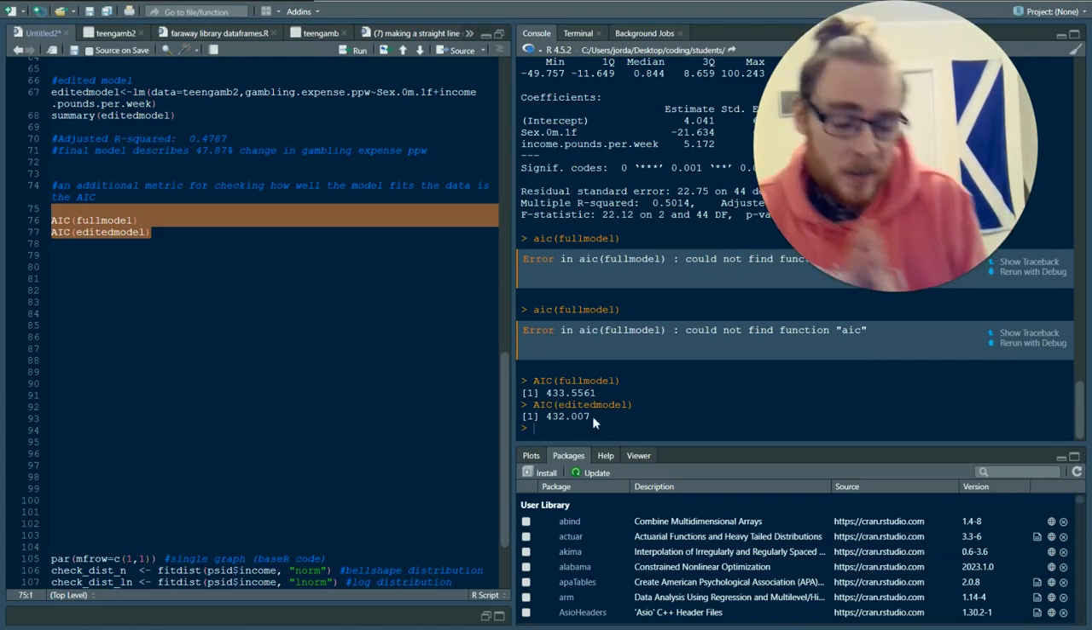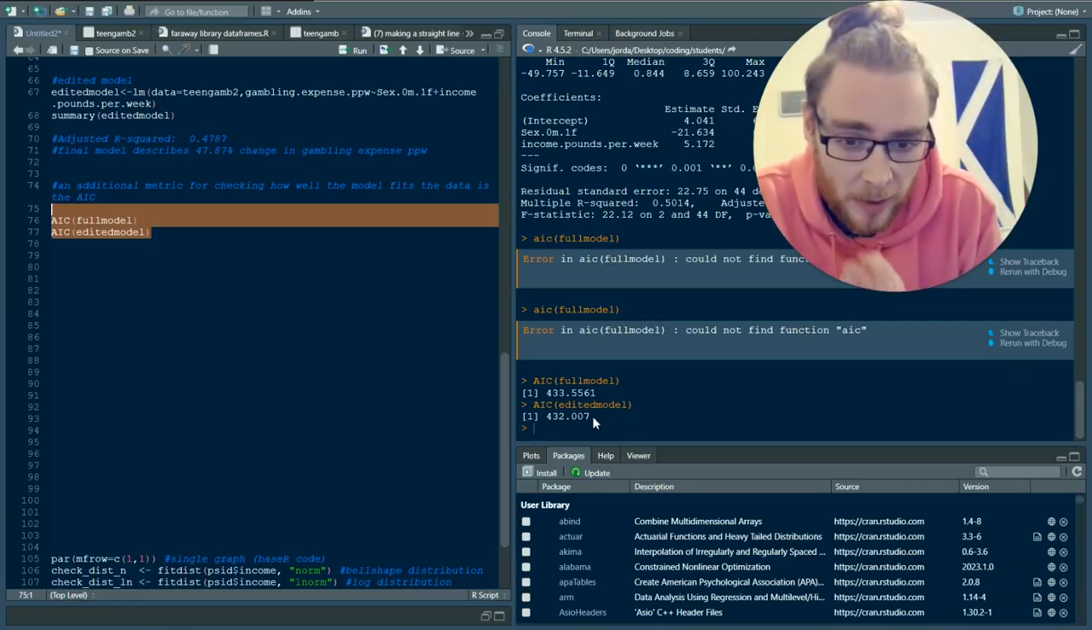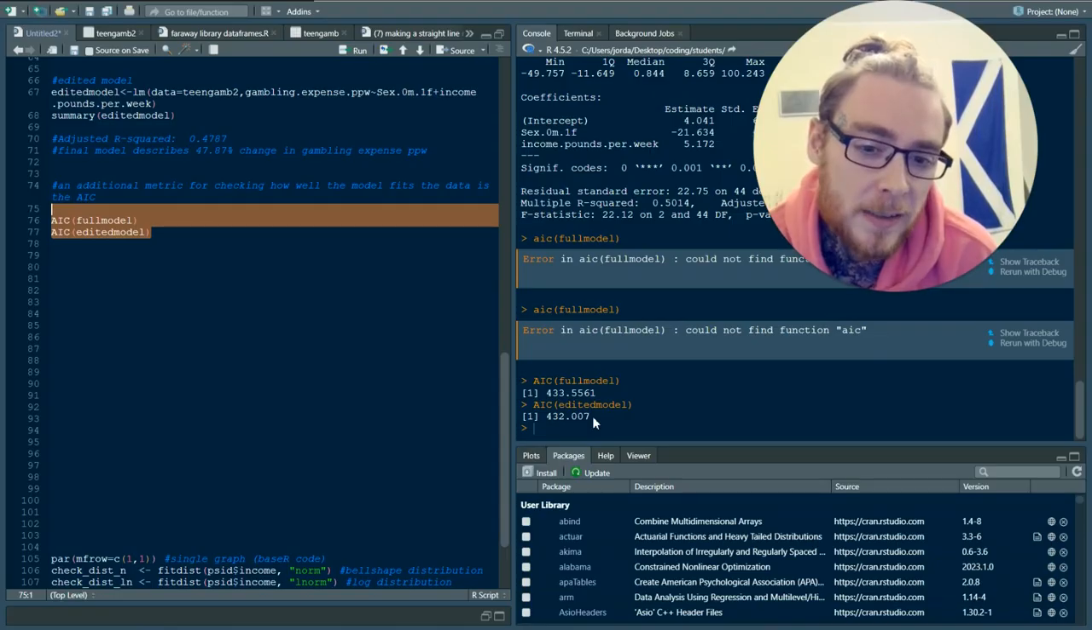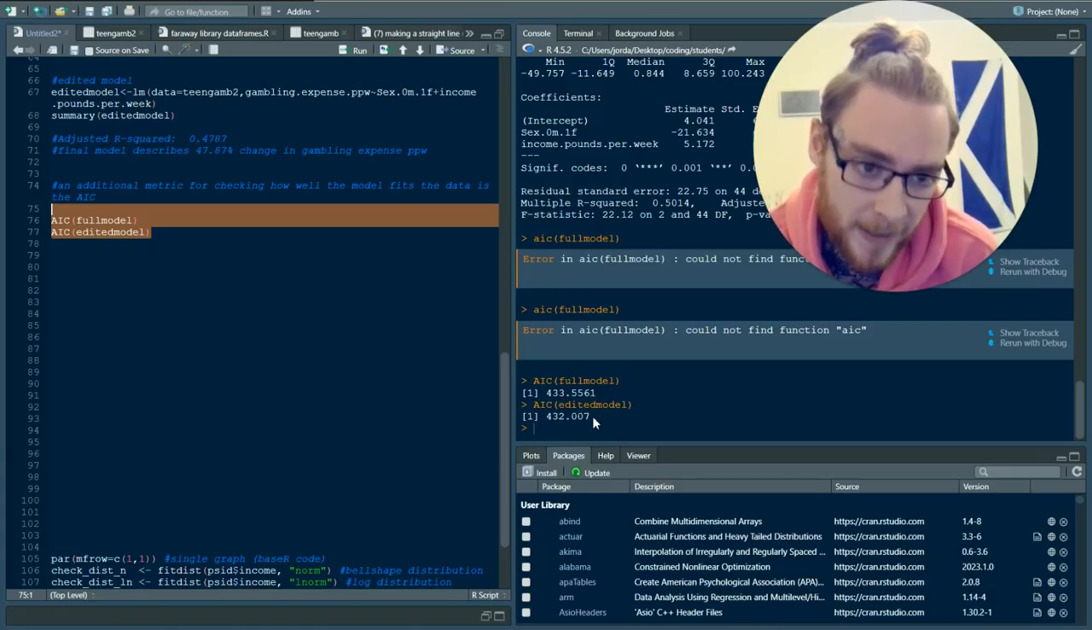Great, so you notice that the R squared was better for the edited model, and the AIC is slightly better too, because it's slightly lower than the full model, just. But it goes to show you that the other columns were not needed.